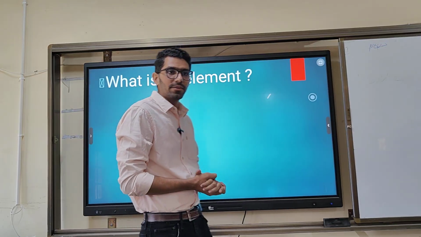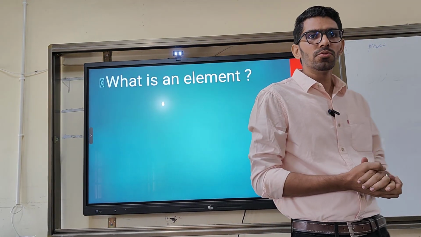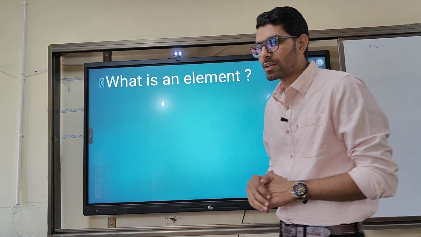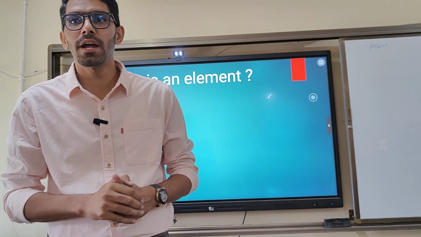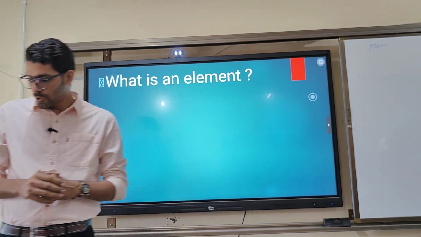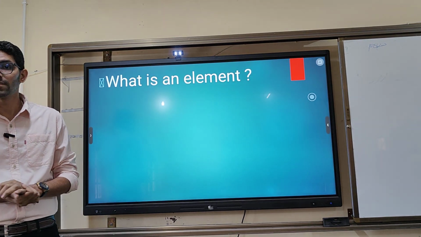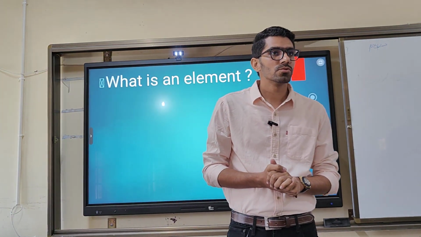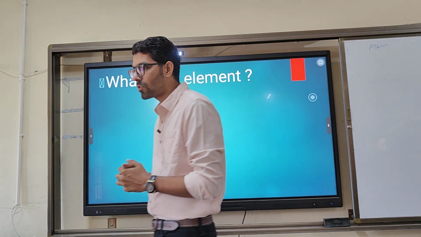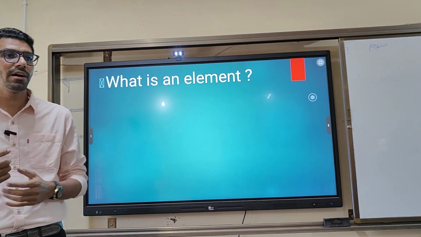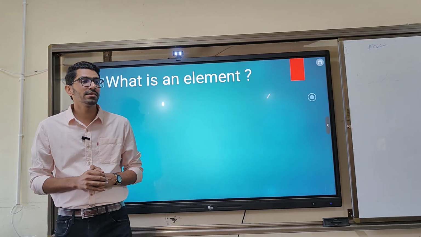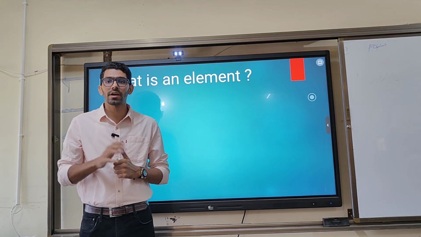What is an element? In 9th class, you already studied about matter. Matter is classified into two parts, pure substances and mixtures. Pure substances are further divided into two parts. First one is element and other one is compound. So element is the simplest form of pure substances which have only one type of particles and further cannot be divided into another kind of particles by physical or chemical process.